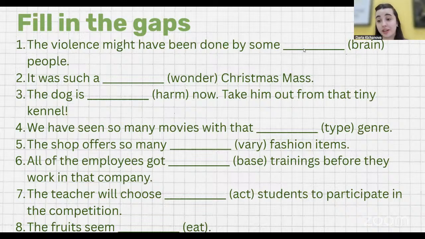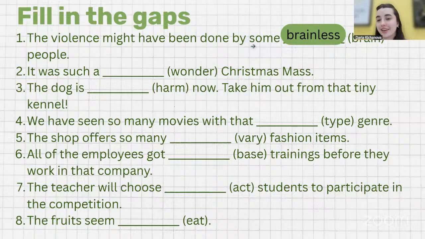So here we can understand that these people who commit some crimes or who are violent, they have a lack of brain, and they are brainless. So here you can use the suffix -less. Let's move on to number 2.